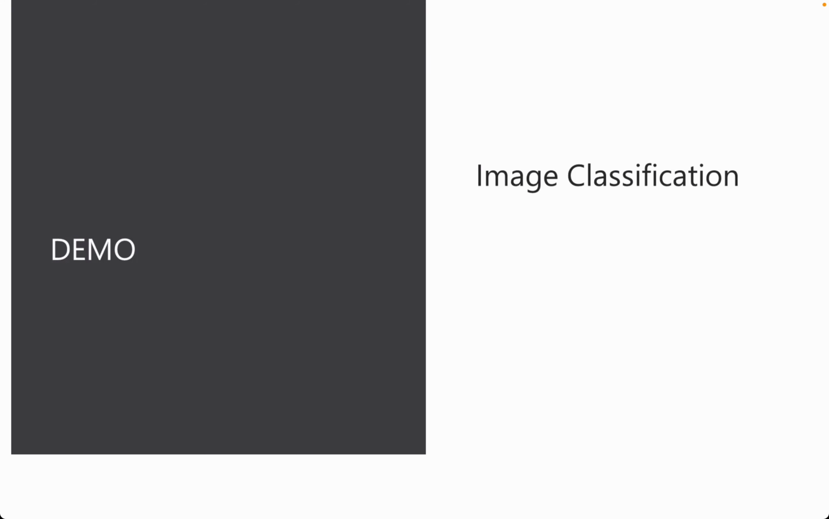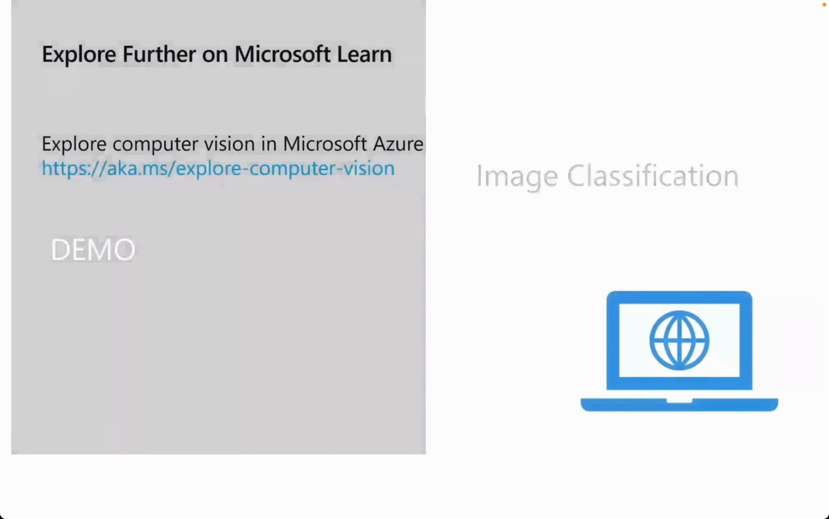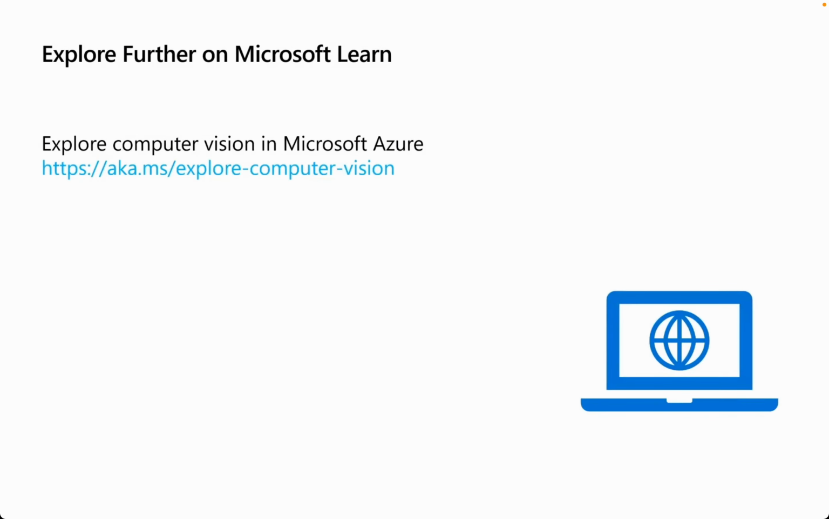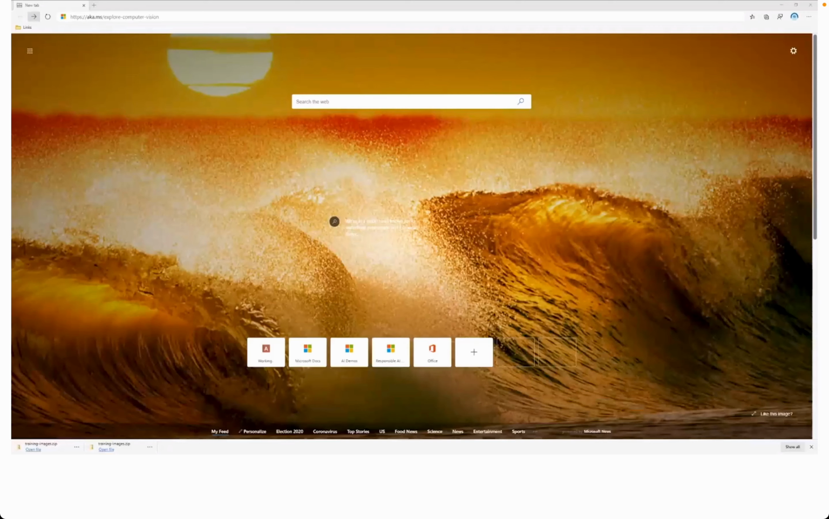So you've seen now how easy it is to create an image classification solution. And there were additional exercises that you can do yourself as well. So if you can go to aka.ms/explore computer vision. That will bring you to 6 modules about computer vision in Azure. So let's go there now. I'll open it up. I have a tab here open. Let me just press enter here.